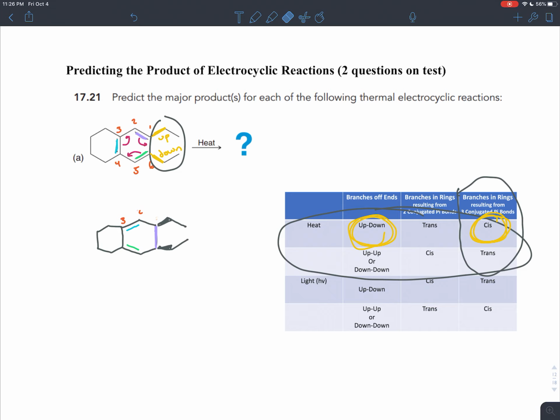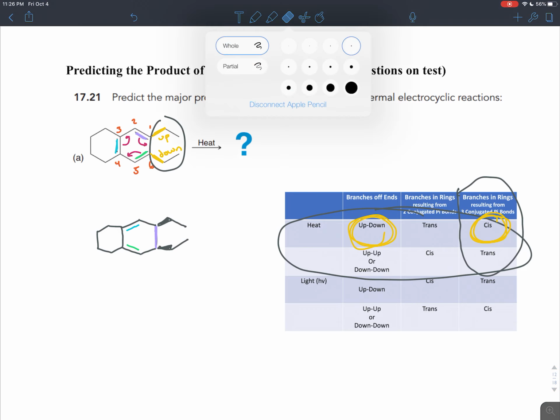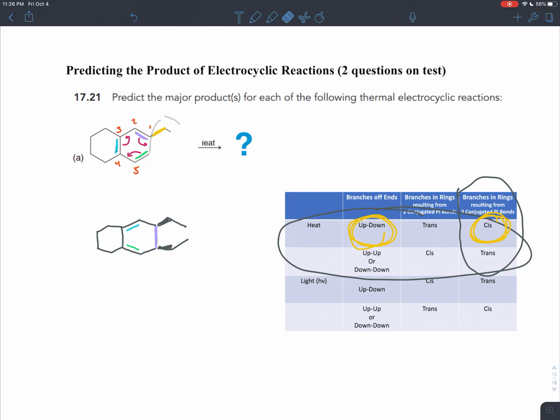Let me just erase all of the little notes so that you can appreciate how much these sigmatropic rearrangements, how much these electrocyclic reactions can change what a molecule looks like.